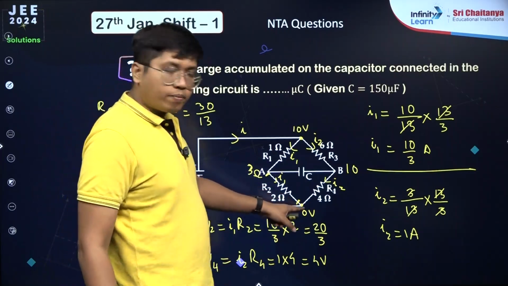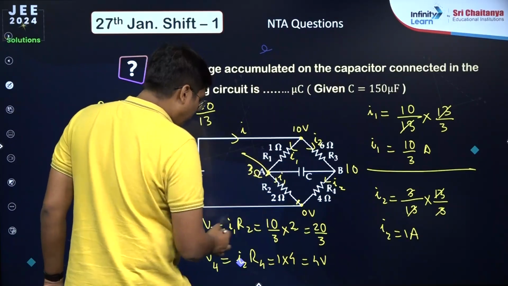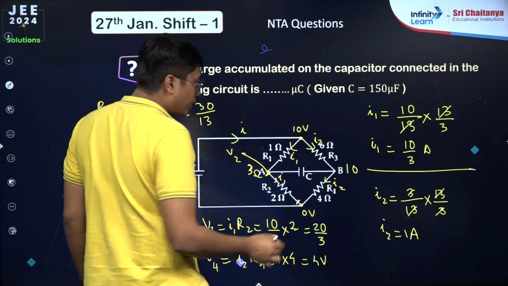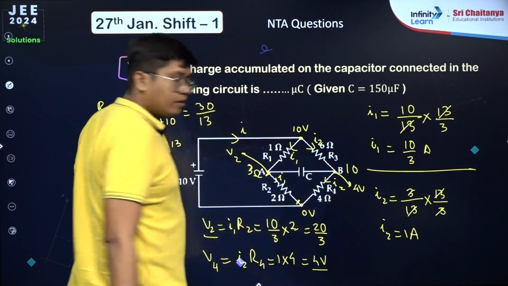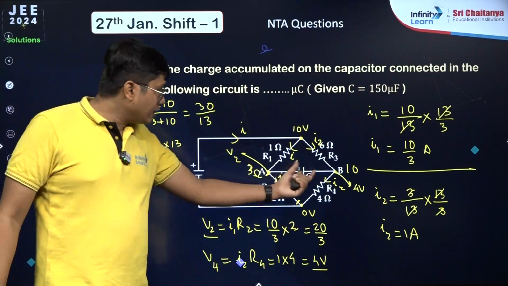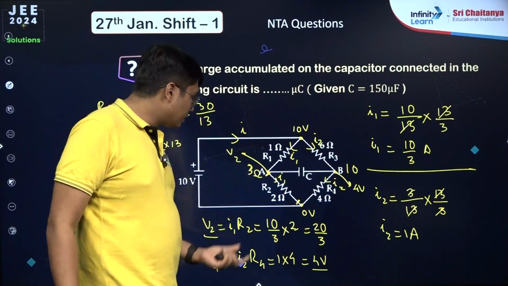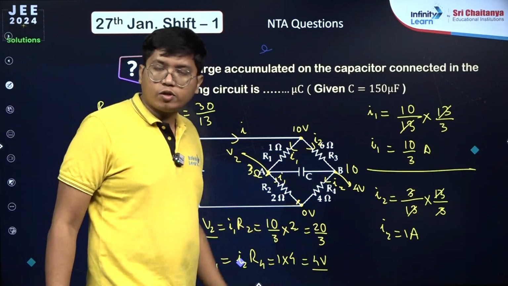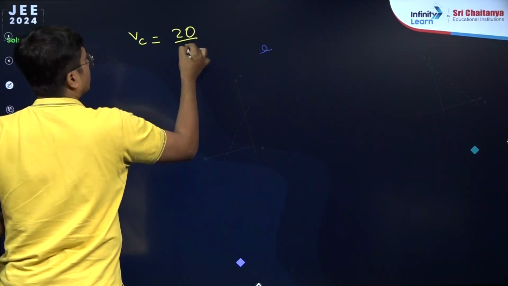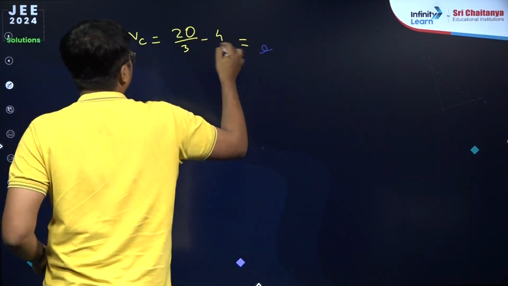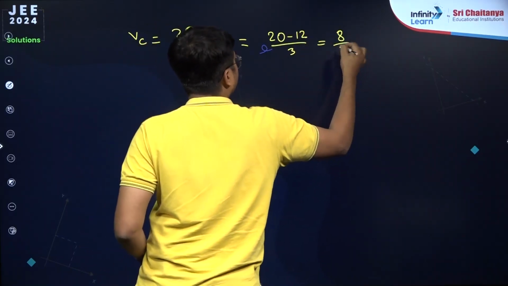Now since the potential here is 0 volt, we are considering it to be 0 volt. That means this point will have the potential of V2, that is 20 by 3, and this point will have the potential of the 4 volt. Those would be the potentials. So technically the potential difference across the capacitor, that VC, is 4 volt minus this 20 by 3, or 20 by 3 minus the 4 volt. So VC, potential difference across C, is equal to 20 by 3 minus 4. That is 20 minus 12 by 3. That is 8 by 3.